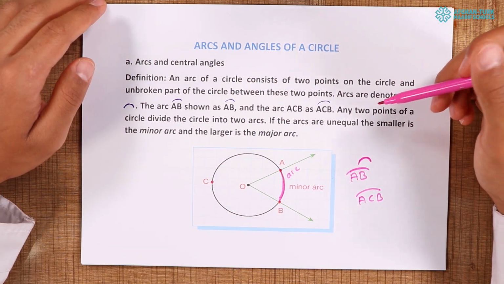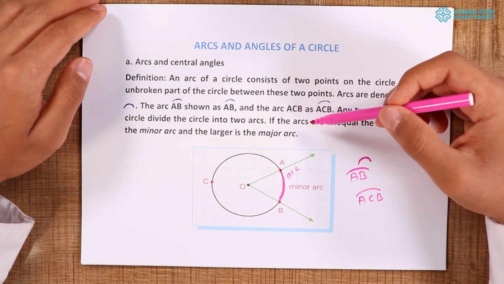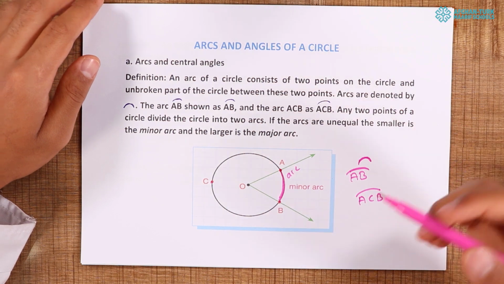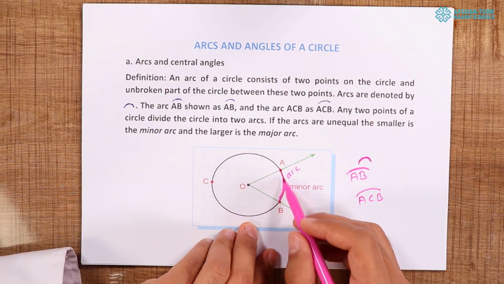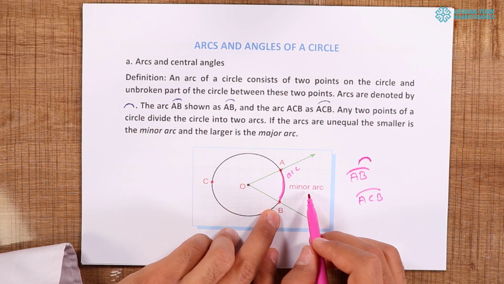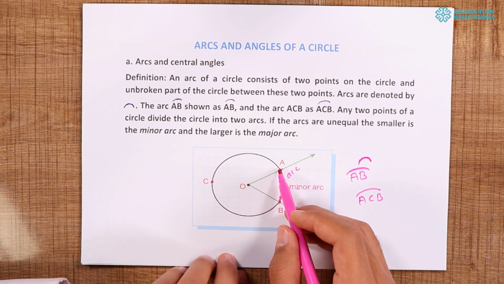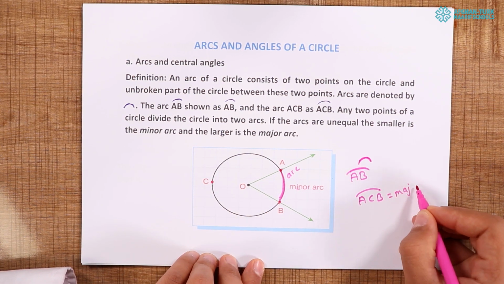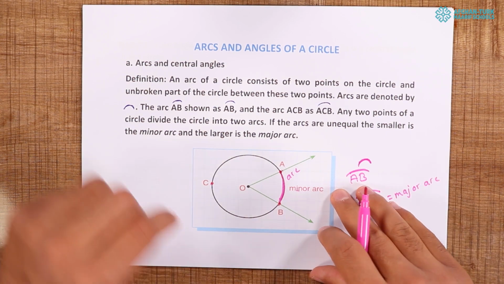If the arcs are unequal, the smaller is the minor arc and the largest is the major arc. As you see here, they are not equal. AB is the smallest arc, so it's the minor arc, and ACB is the major arc.